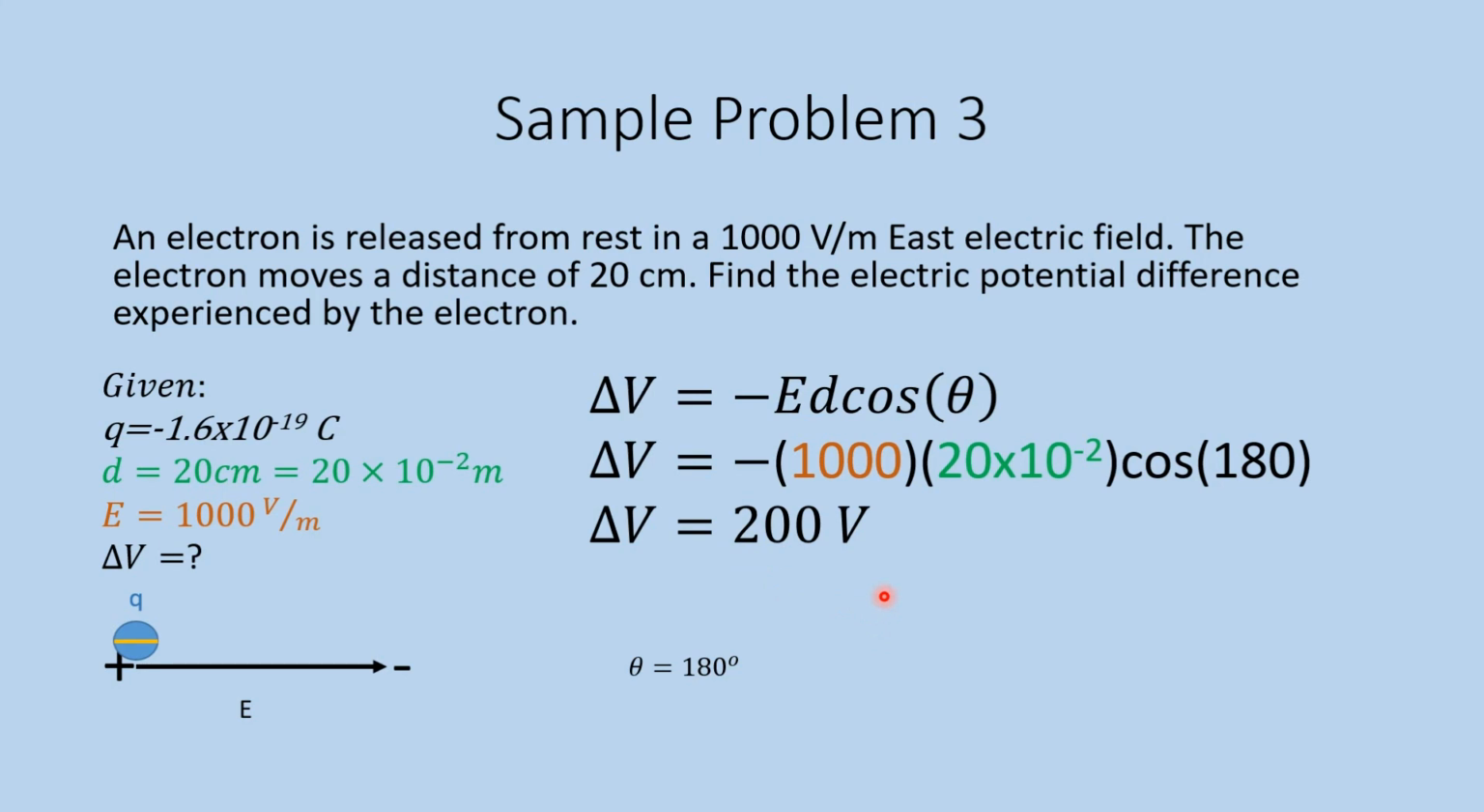Let's see, does this make sense? Okay, the electron moved from negative to positive, or from low potential to high potential. So the difference in potential should be positive. So yes, it makes sense. This is correct.